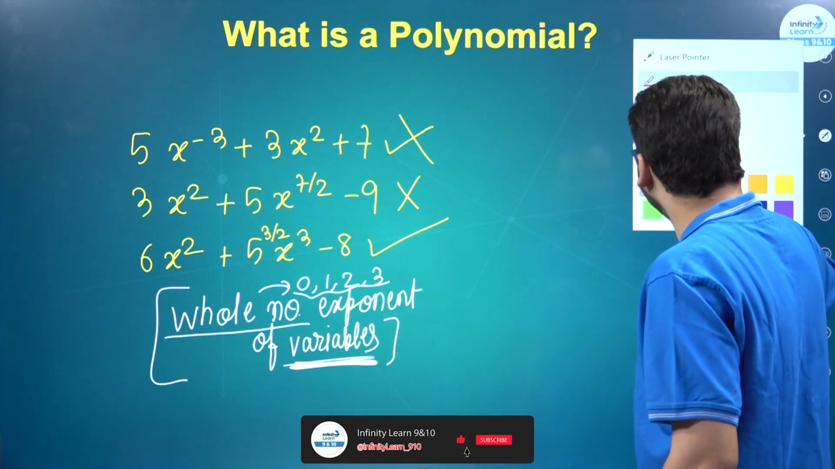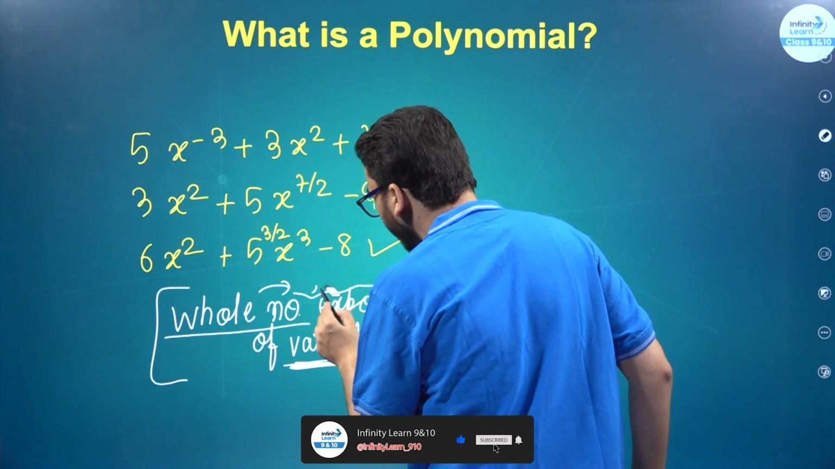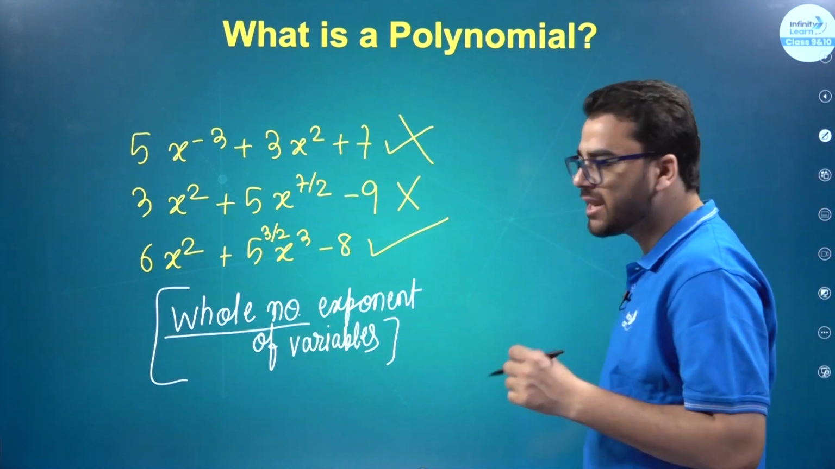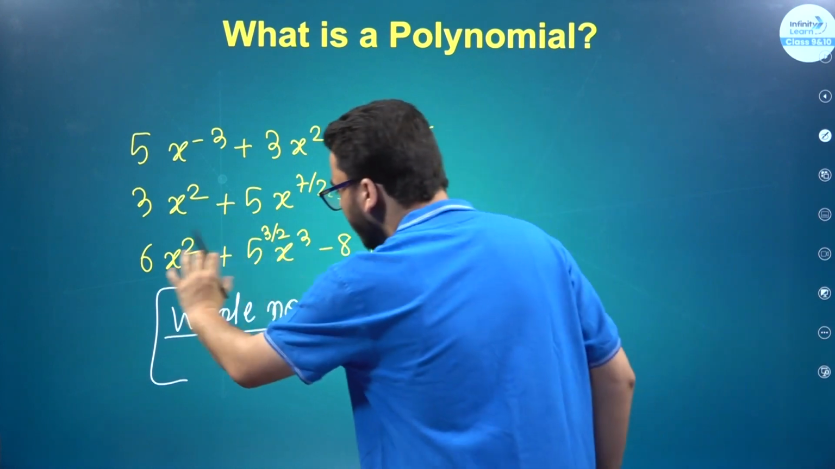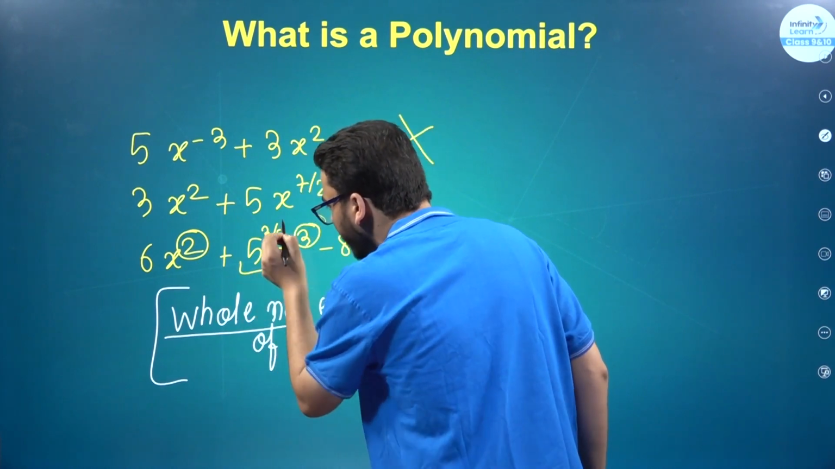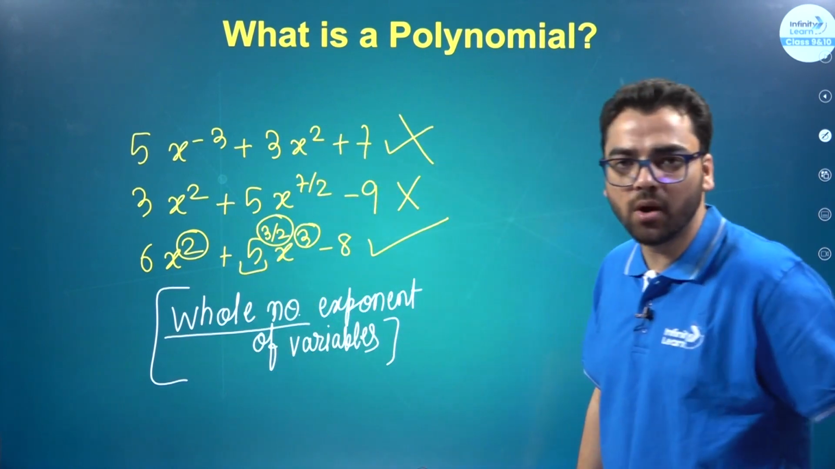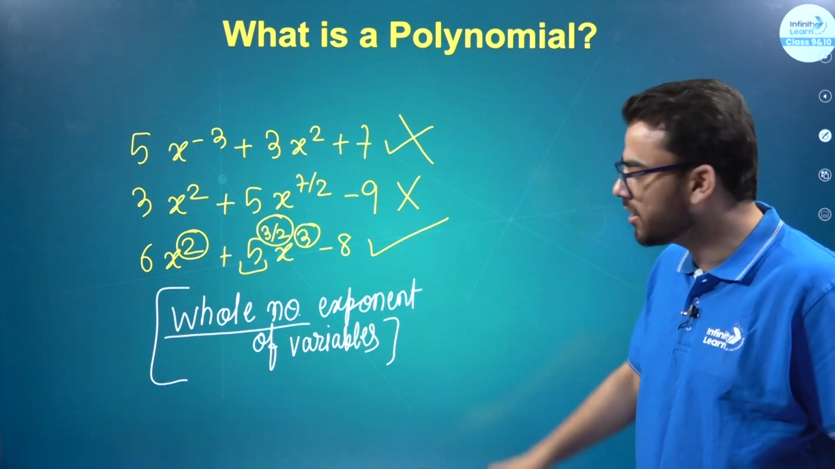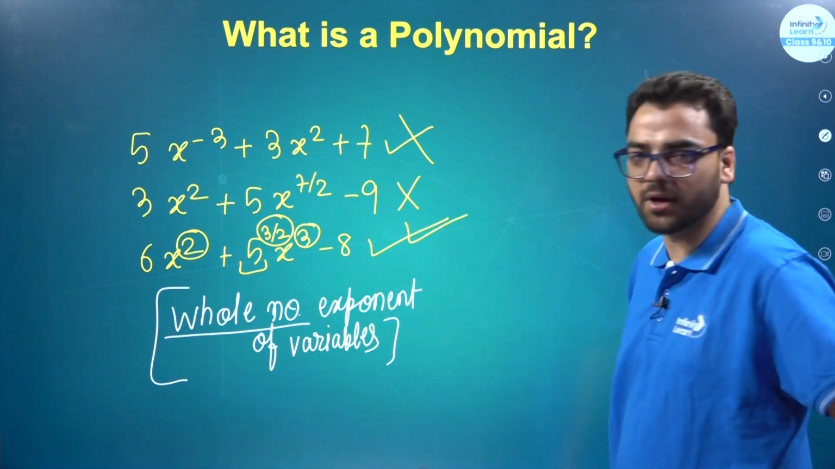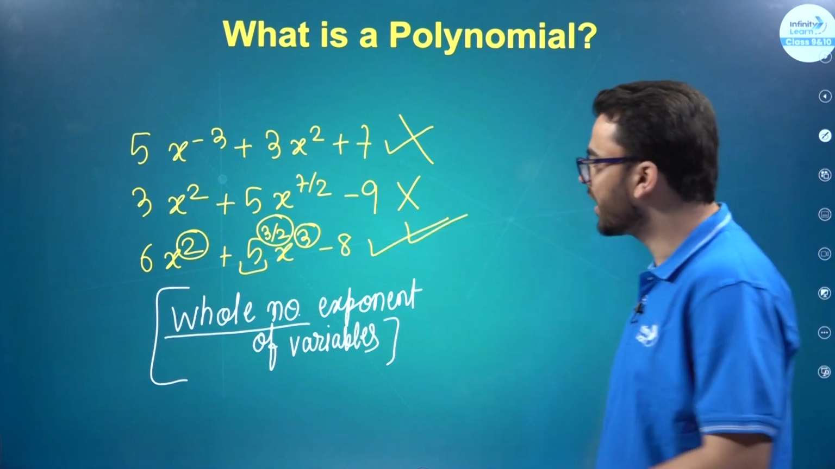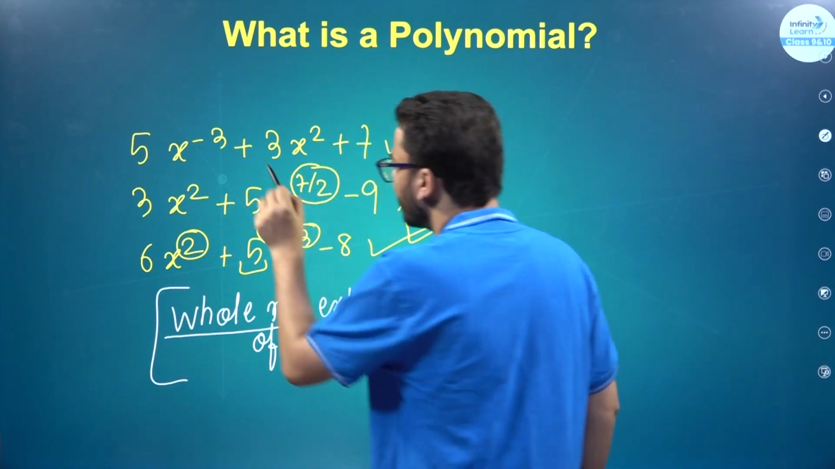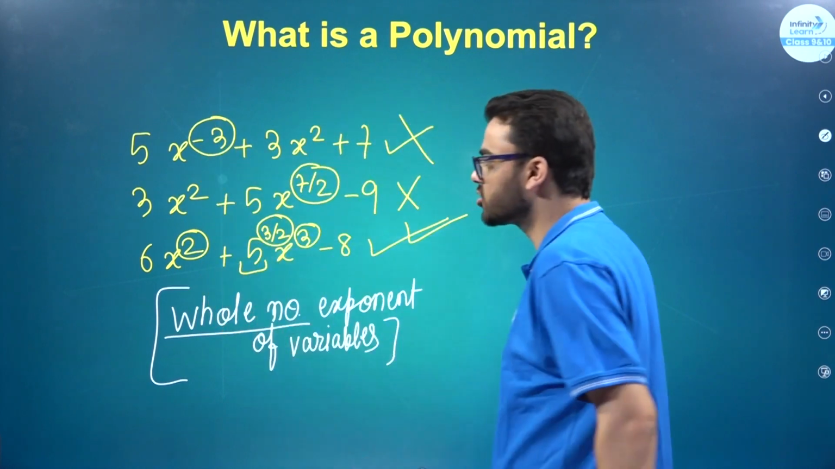So many students get confused in that thing. Therefore, I'm writing over that exclusively. So whole number exponent of variables must be there. For example, why is the third one a polynomial? See the exponent of the variable. This is not a variable, so you don't have to bother about it. So only whole number exponent of variables must be there. Over here, whole number exponent of the variable is there. Therefore, this is a polynomial. I hope that one is clear. Over here, the exponent of the variable is fractional. Therefore, it's not a polynomial. Over here, the exponent of the variable is negative, therefore it's not a polynomial.